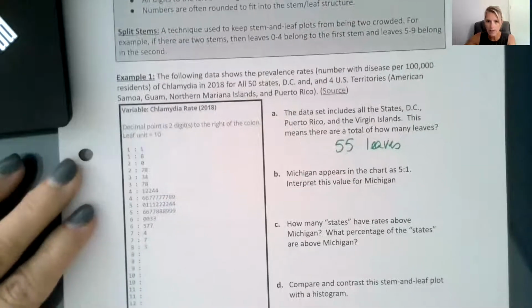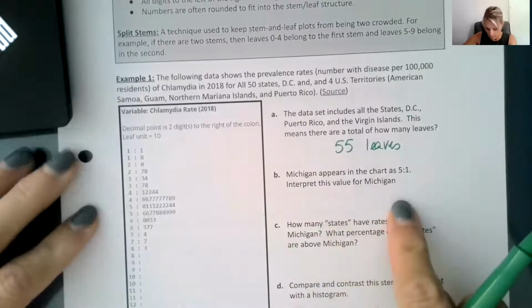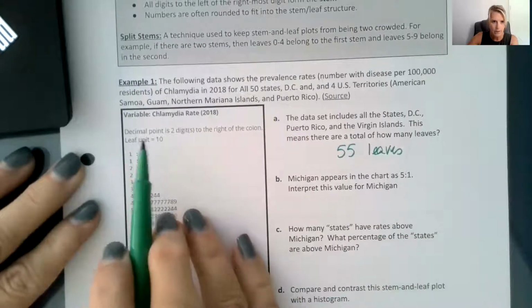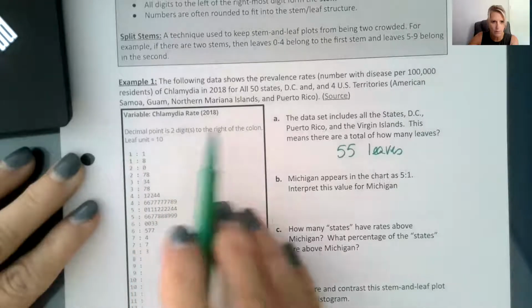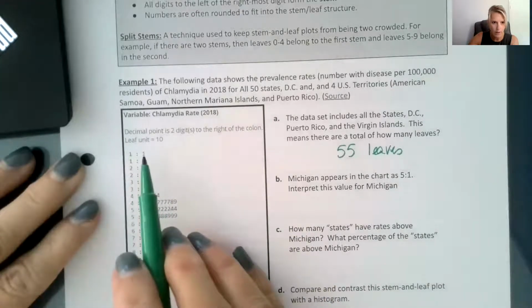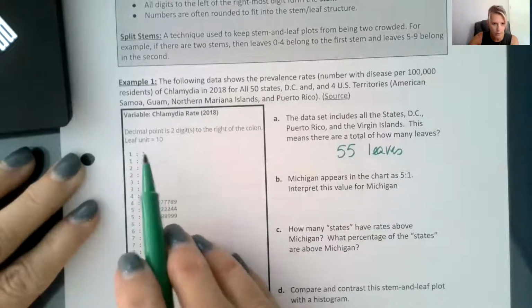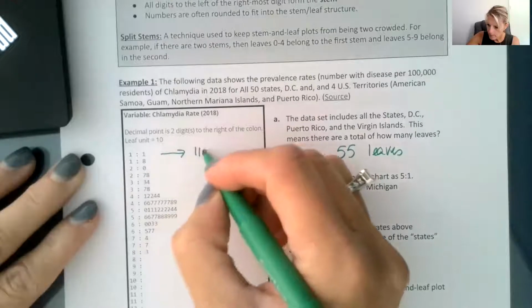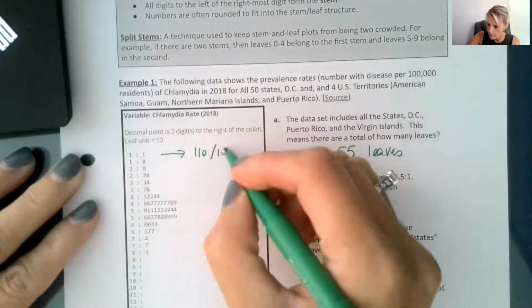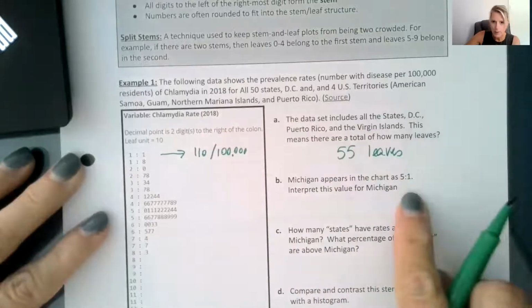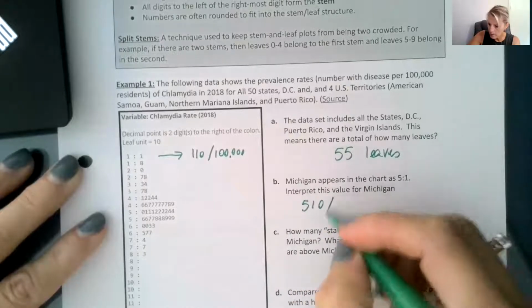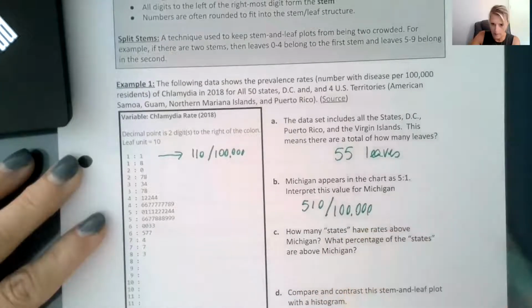Michigan appears in the chart as 5:1. Interpret this value for Michigan. So 5:1, let's go to our chart here. It says the decimal point is 2 digits to the right of the colon. So if the colon is here and we have 1, that means we would go 1 and another decimal place. So 0, 1, 0. So this would be 110 per 100,000 residents. So for Michigan, this would be 510 cases of chlamydia per 100,000 residents.